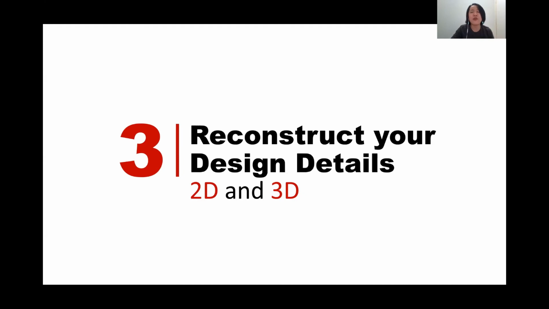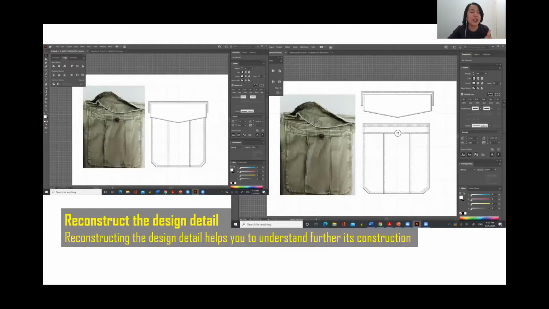So if in 3D form, you need to find another fabric of a different or the same type of material as your initial design detail. Let's take the safari pocket, for example. You can construct it using calico, but that is the 3D part. The 2D part, you can reconstruct because it helps you to further understand the construction, the placement of the pocket, the placement of the button.